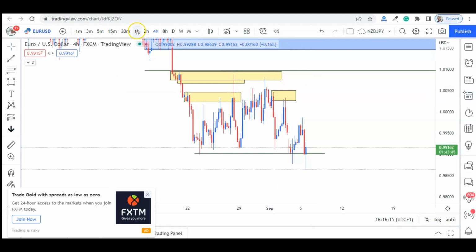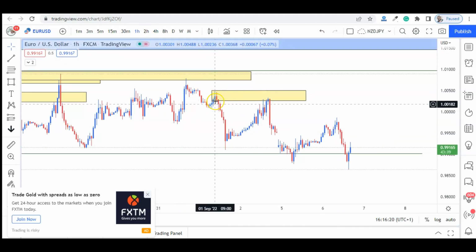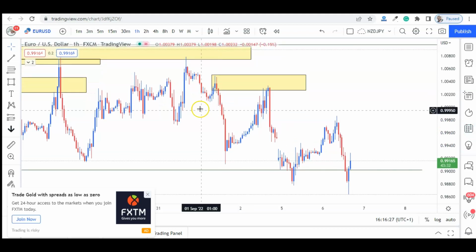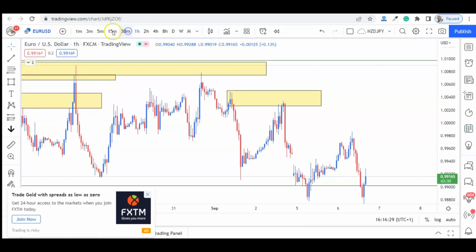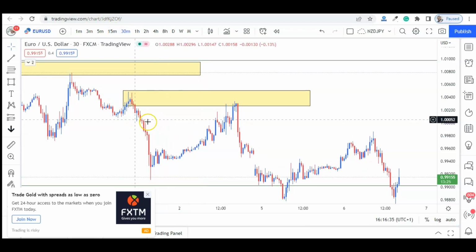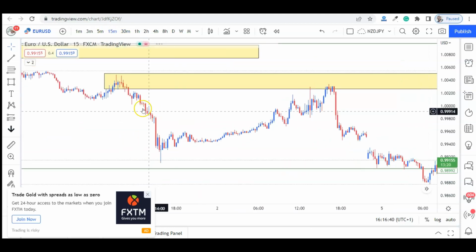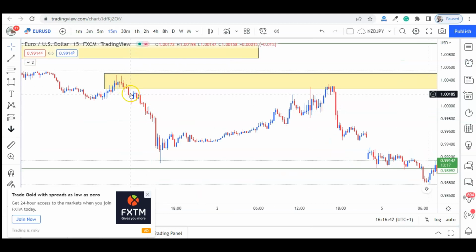Okay, if we go to the 1 hour, you can see we have this other block, like a demand zone. We have a supply zone here. Now with this supply zone, what I did is I looked for a fair value gap. In the 30 minutes we do not see a fair value gap, but if you go to the 15 minutes, you can see a fair value gap here, just from here to here, not 100% filled. So I was hoping for price to come in. The moment price got in there, that was my entry.